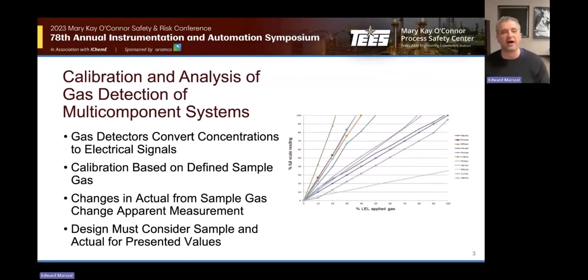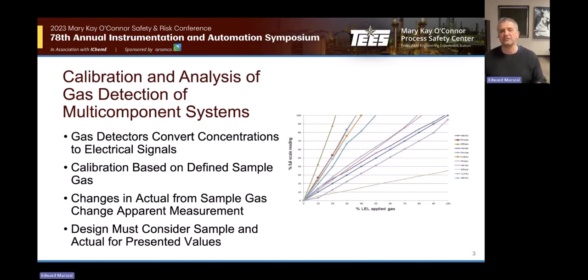Let's talk about the topic for today, which is calibration and analysis of gas detection of multi-component systems. Basically, what we're looking at is breaking it down to its essence. You have a gas detector, and the gas detector is giving you a value. It's going to give you a concentration. Maybe it'll give you a value in ppm. Maybe it'll give you a value for flammable gas detection in terms of percent of LFL.